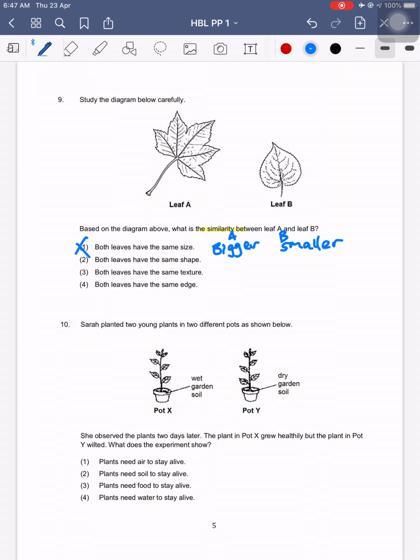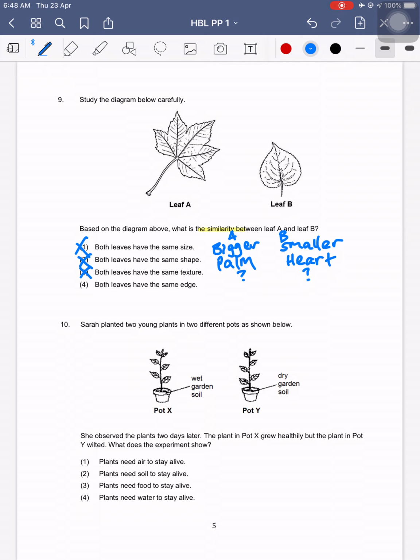Option 2, both leaves have the same shape. Well, leaf A, we call it a palm shape leaf, and leaf B is actually the heart shape. So option 2 is out. Option 3, both leaves have the same texture. Now, unfortunately, from the diagram, we can't really decide on the texture for both of the leaves. So we have to omit option 3. Okay, so we don't choose option 3. Now so I would say question mark.